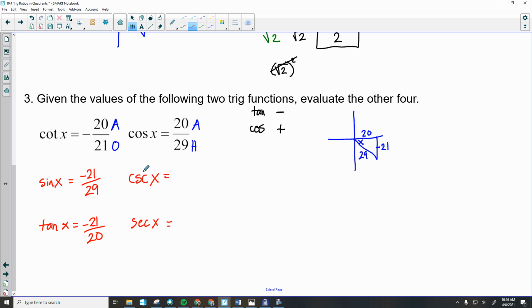All right, so cosecant, remember this is the reciprocal of sine. So I just take this and flip it upside down. So 29 over negative 21. And secant, that's just the reciprocal of cosine. So I flip that upside down. All right, so there are our other 4 trig functions. And that is the end of part 2, Unit 10, Lesson 4.